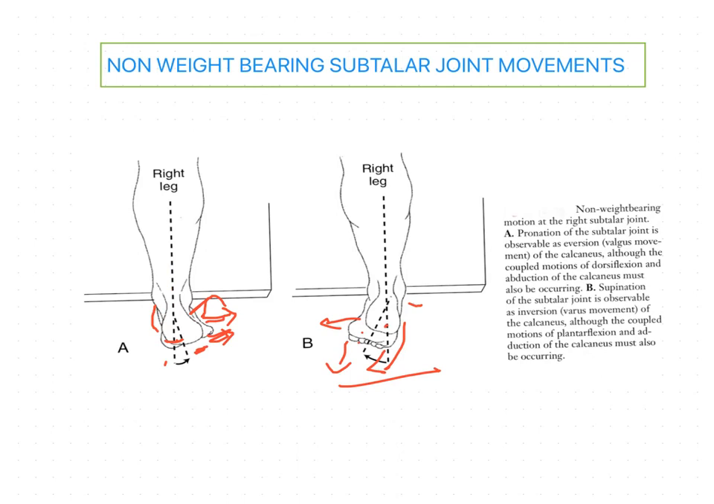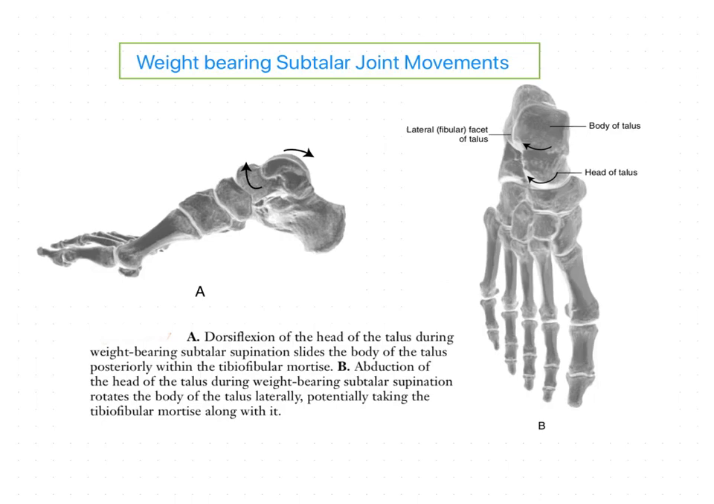Now we will move on to the weight bearing subtalar joint movements. Here we can find weight bearing subtalar joint movements. What is going to happen in this? We will see now. When an individual is in weight bearing, what is going to happen now? Yes, now we can see this.